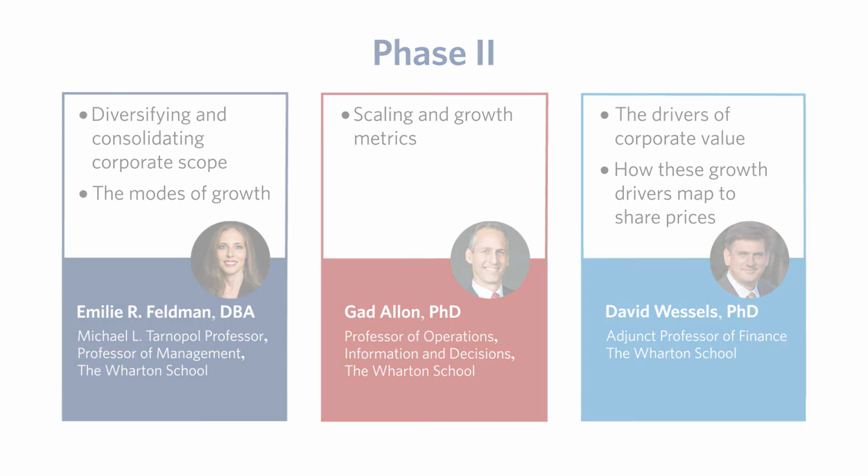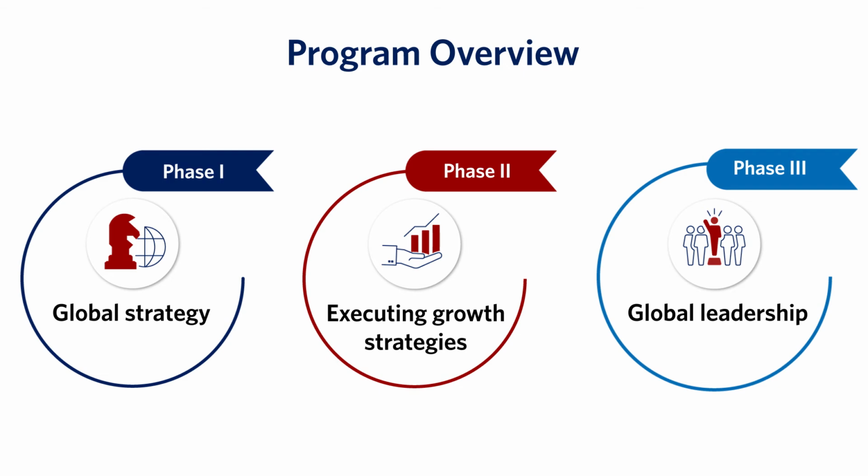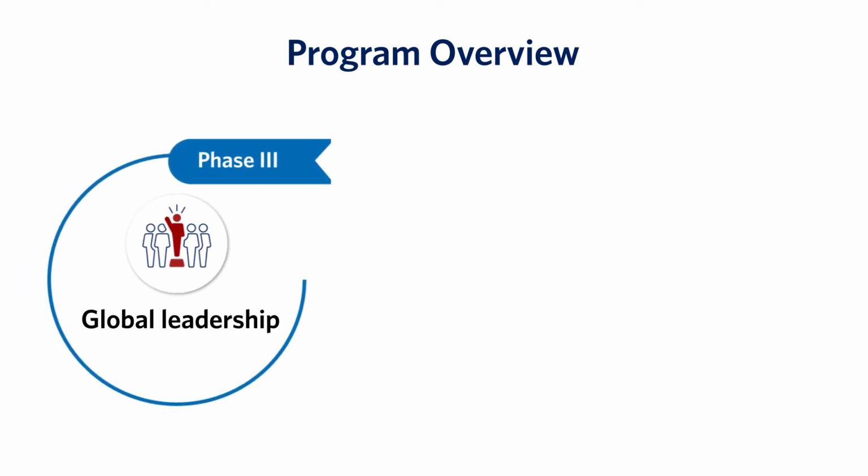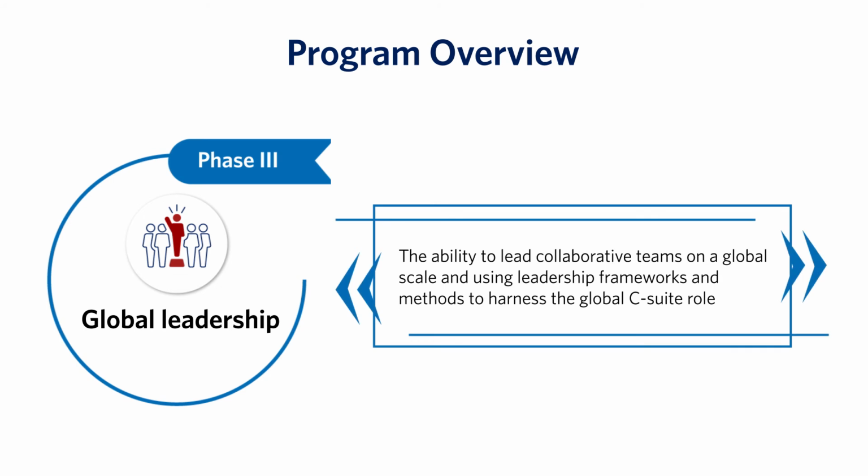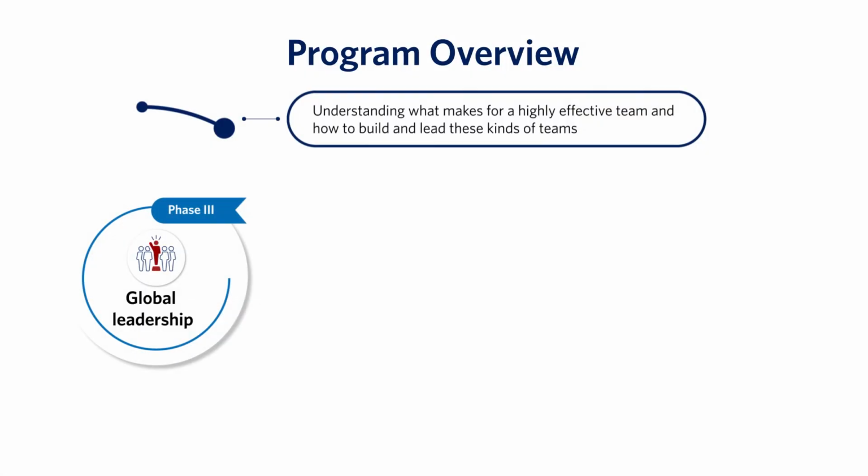Last but not least, Phase 3 is about global leadership, where you'll be examining the ability to lead collaborative teams on a global scale and using leadership frameworks and methods to harness the global CXO role. Here, some of the key themes are as follows: understanding what makes for a highly effective team and how to build and lead these kinds of teams.